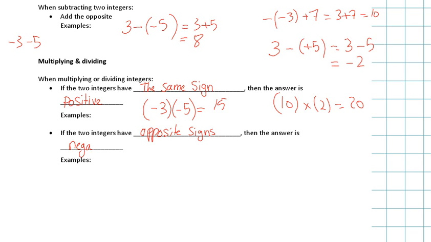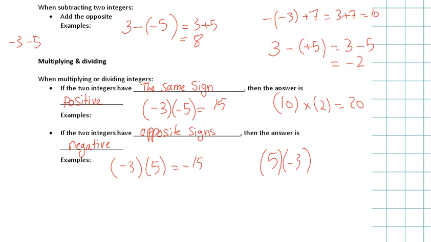For example, if I have negative 3 times 5, I'm multiplying a negative by a positive, so my answer is going to be negative. What if I have 5 times negative 3? It's the same, it's going to be negative.